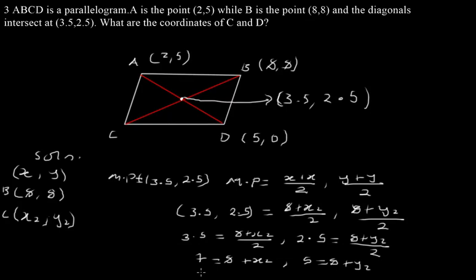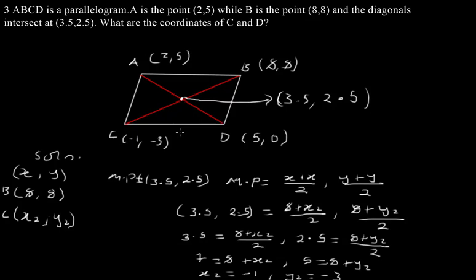And so our x2 equals -1, our y2 equals -3. So therefore the coordinates of C are (-1, -3). And that is how we work out this particular question.